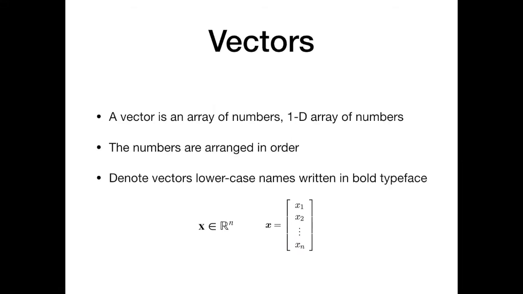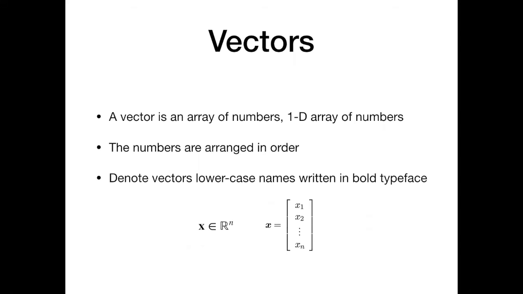A vector is an array of numbers. It's a one-dimensional array of numbers. In a vector, the numbers are arranged in order, and therefore we can access each element in the vector by its index in the ordering. Typically, we like to give vectors lowercase names written in bold typeface.